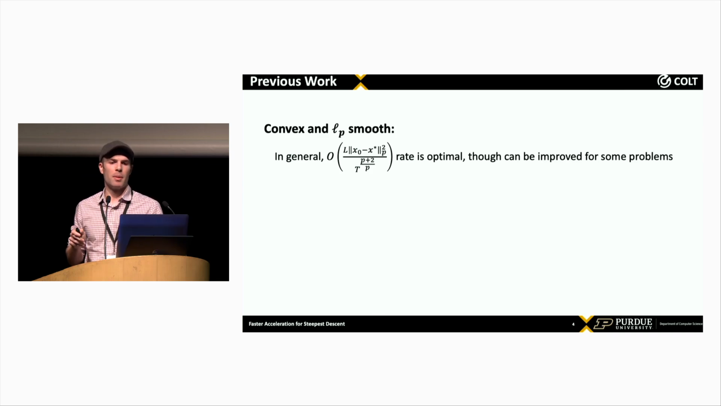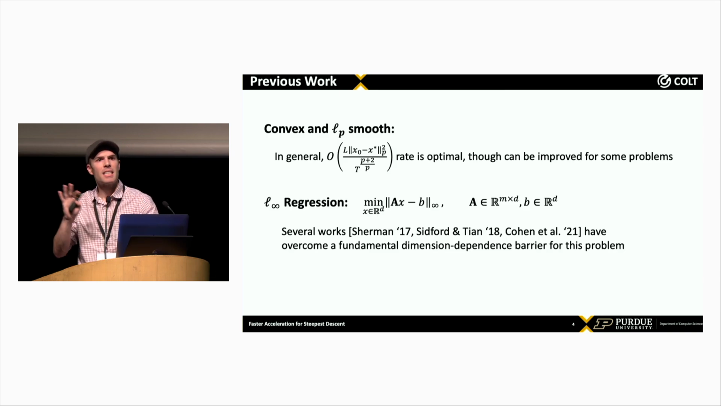So this rate is in general optimal, but there's a sense in which it can be improved for some specific problems. And I'm hiding some of the details here. I'm happy to talk about them offline, but if we consider problems such as L infinity regression, or the box simplex games, as mentioned in the previous talk, there are several works that have, in a sense, used the right version of an improved acceleration. Works such as the area convexity of Sherman, the work by Sidford and Tian, Cohen et al., with the relative Lipschitzness, that have overcome a fundamental dimension dependence barrier here.